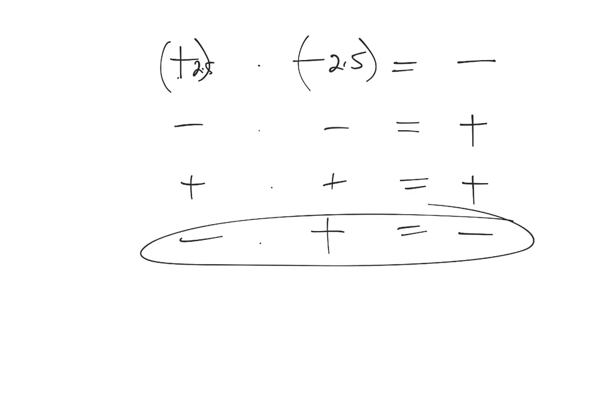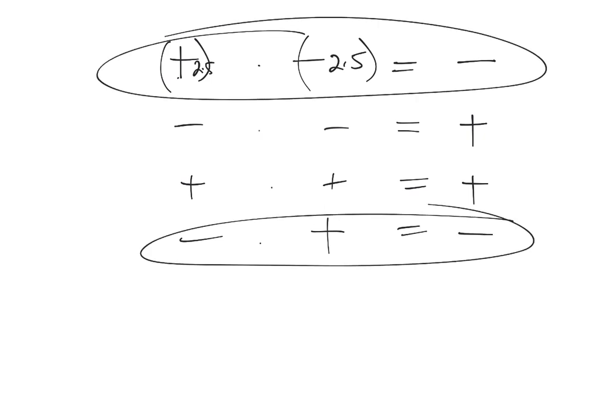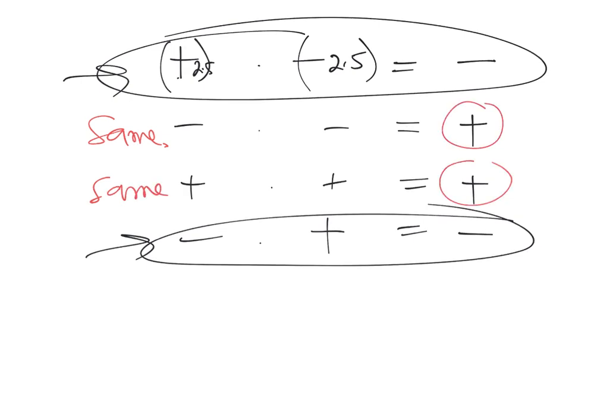So basically, whenever you have a negative and a positive coming together, so positive times a negative or negative times a positive, your answer will be negative, right? But if the signs are the same, notice that they're the same, if you have the same signs, then your answer is positive. So keep that in mind when you're working with positives and negatives.